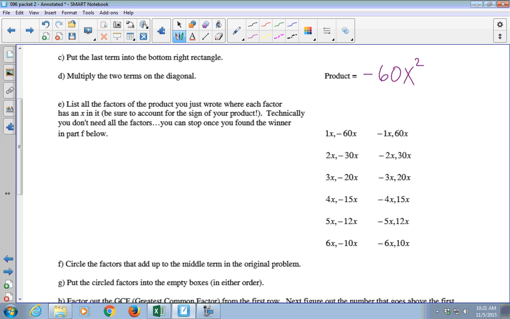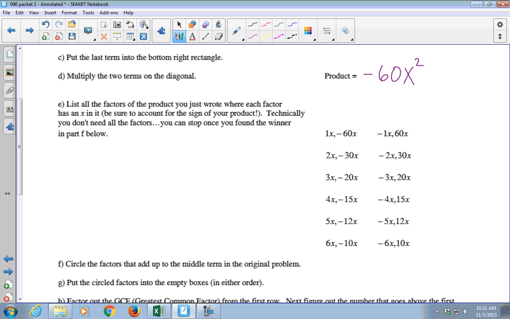And I got to think about the sign. My product has to be negative, which means one of my factors has to be positive and one has to be negative. Technically, you don't have to write all of these down. You can stop when you find the magic one, right? And what is true about the magic one? What are we looking for?